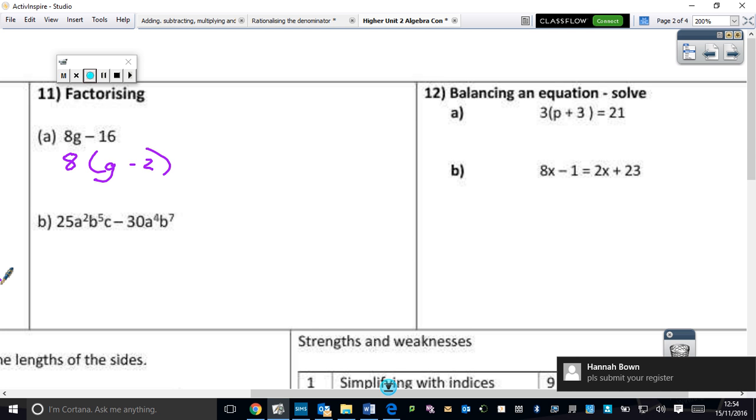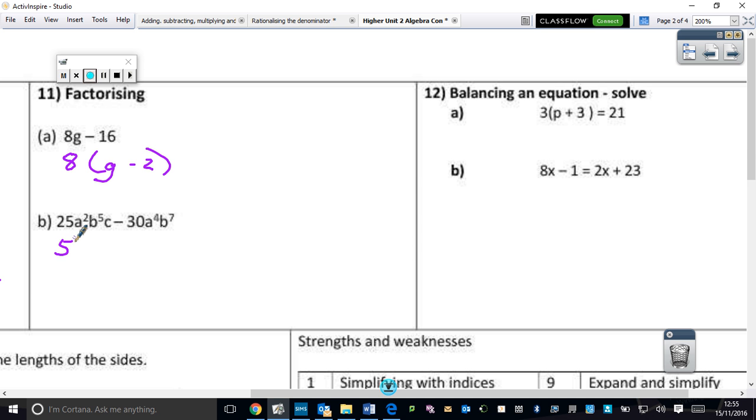Same idea on a different scale. Eyes this way, please. So, 25 and 30. A squared, A to the power 4, B to the power 5, B to the power 7. We're going to work in pairs. So 25 and 30, what number fits in 25 and fits in 30? 5. Always that one nice times table. A squared and A to the power 4. The smallest power comes out. So A squared is out, because that's the smallest power of A.